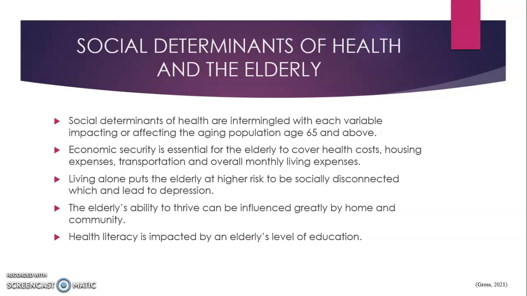The social determinants of health are really intermingled, with each variable impacting or affecting the aging population, age 65 and above. Things like economic security are essential for the elderly to cover health costs, housing expenses, transportation, and overall monthly living expenses. As mentioned before, pharmaceuticals fall into this. They have to have money to be able to cover their prescriptions. So if they don't have economic security, it impacts all of those areas of their life.